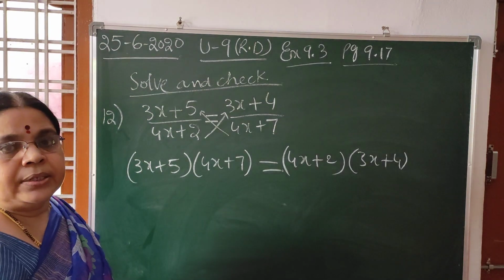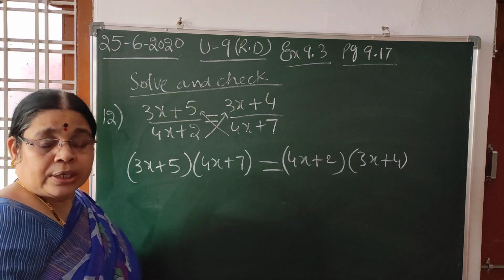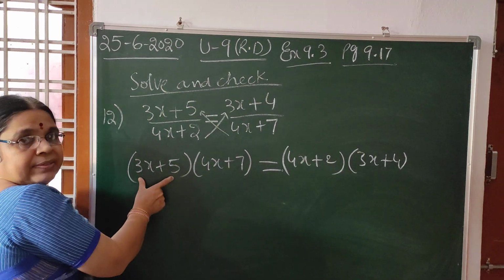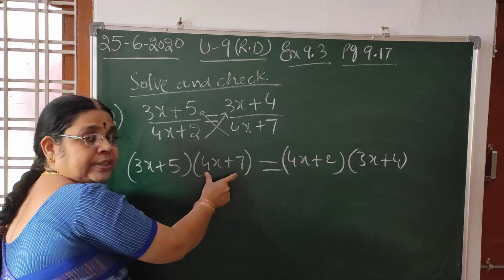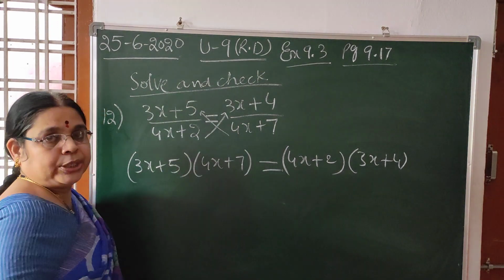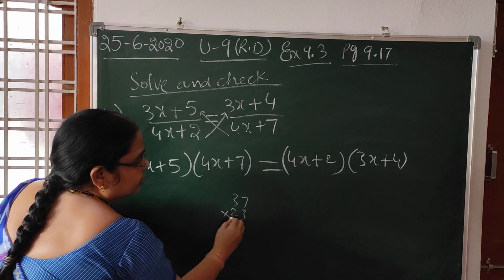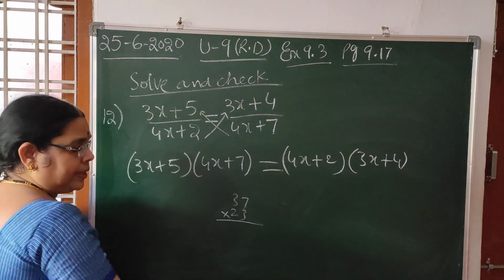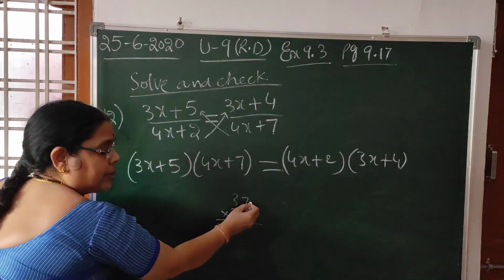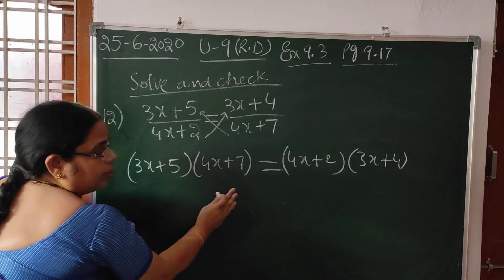How to multiply this? This type of multiplication you did not learn so far. This expression is having two terms. This is also having two terms. This is multiplication of binomial into binomial. For example, if you are asked to multiply 37 into 23, how you have multiplied this? 37 must be multiplied by 3, then 37 must be multiplied by 2. The same way we are following here.